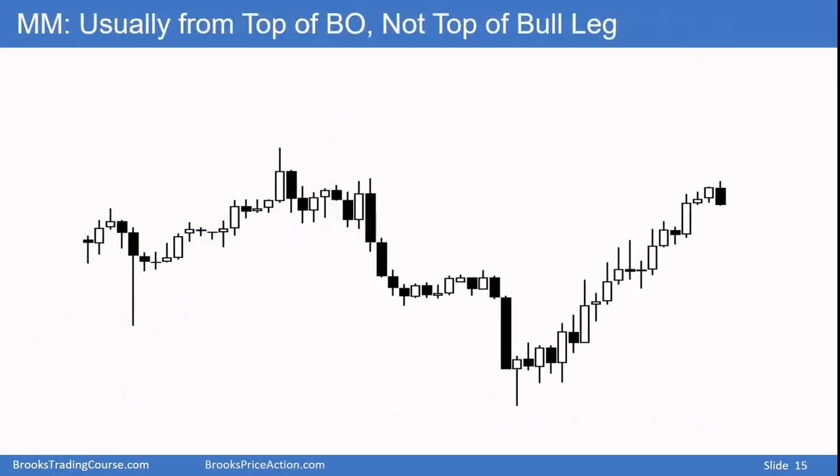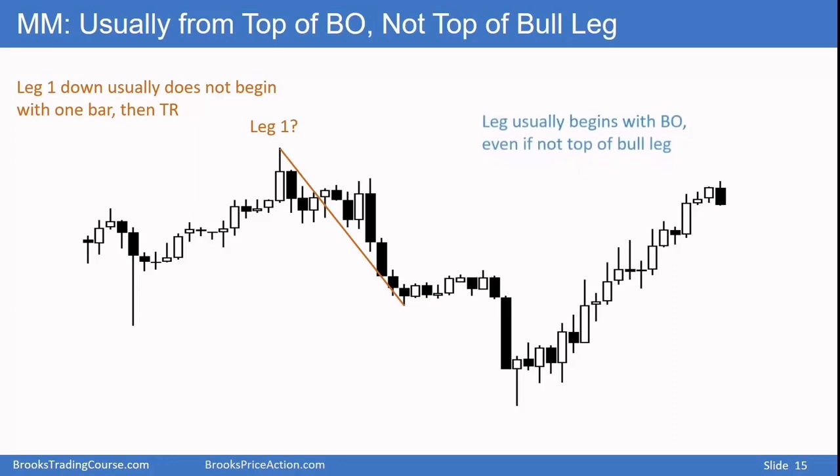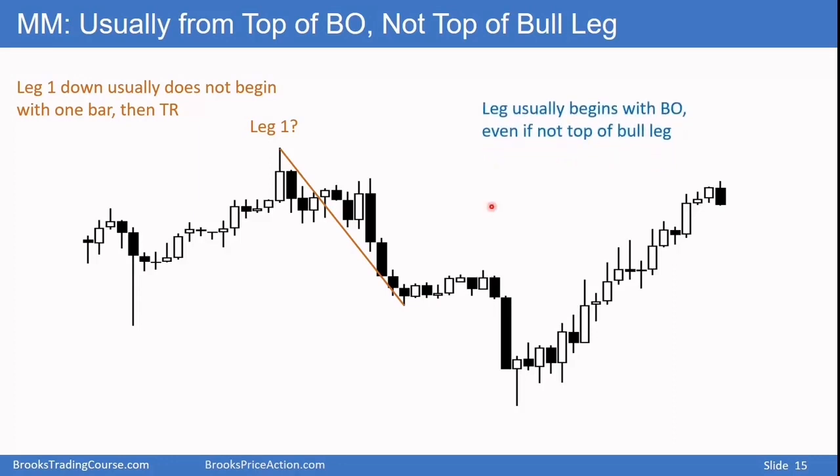This is a bear trend, and it's the same situation. Is this the start of leg 1 here, or does it start with the breakout? I look at both and I see what the market does. The leg usually begins with a breakout to the downside. Here's a strong breakout. Here's a reversal. This could be the start of it. Nobody knows.